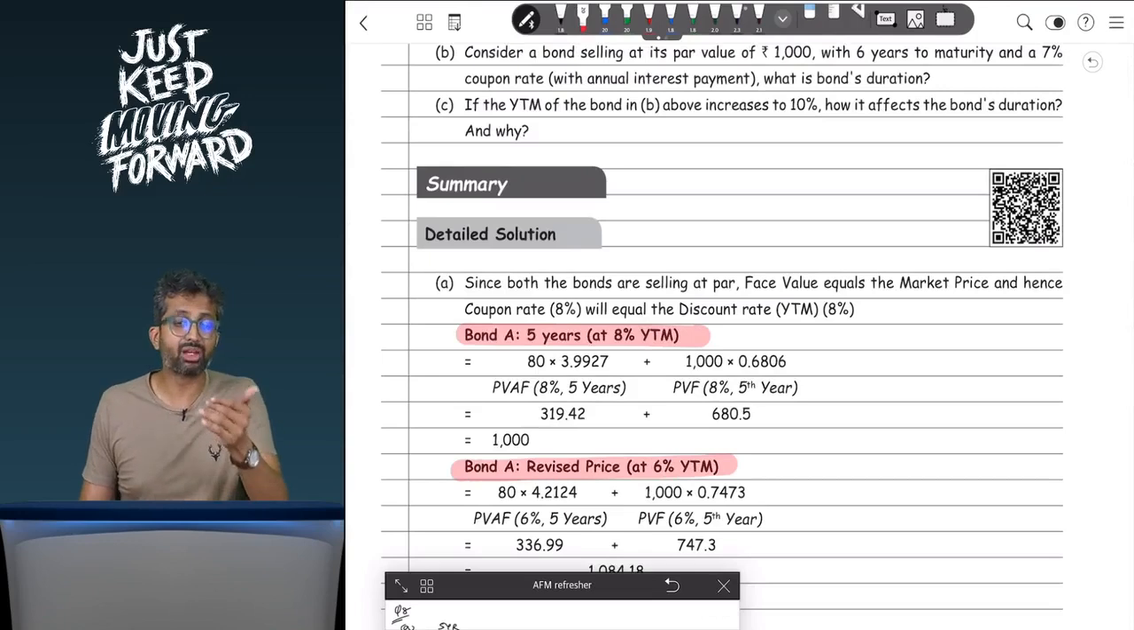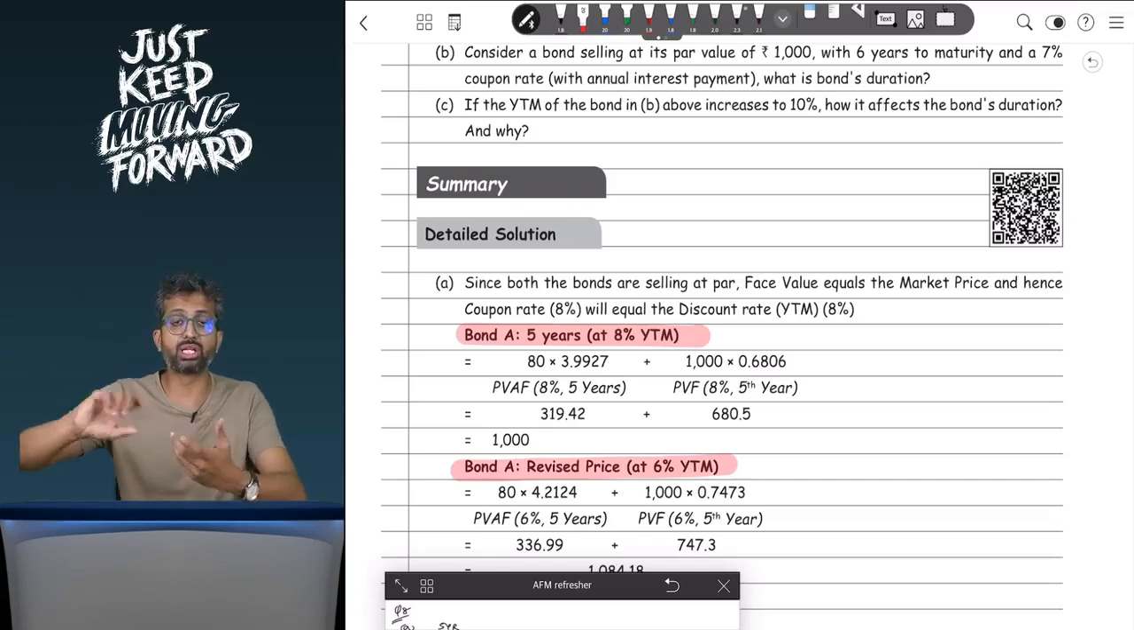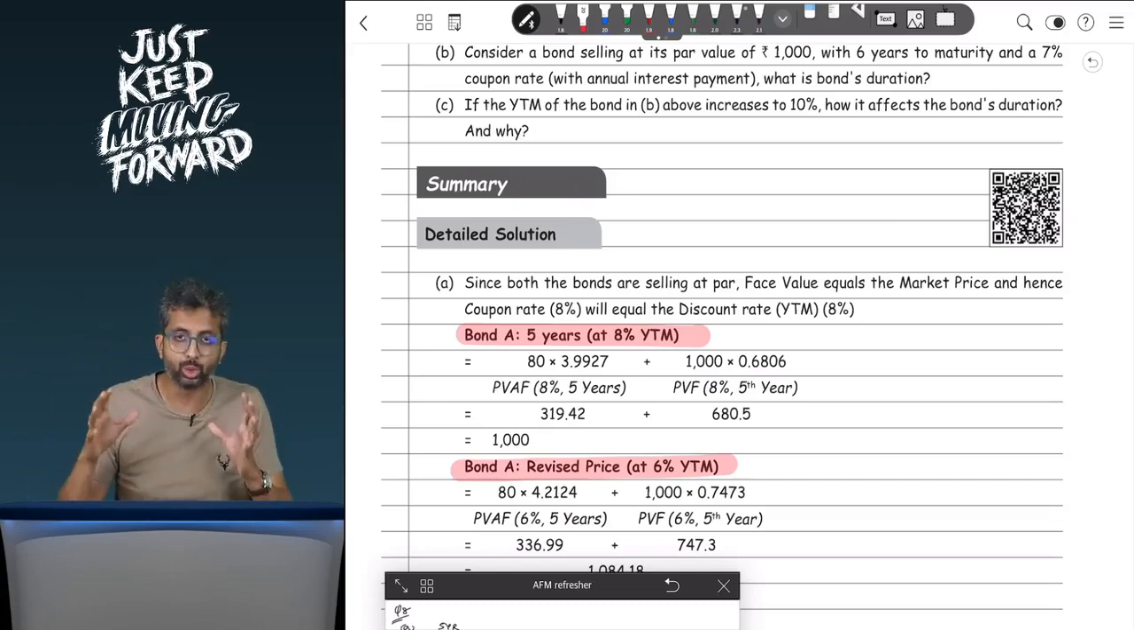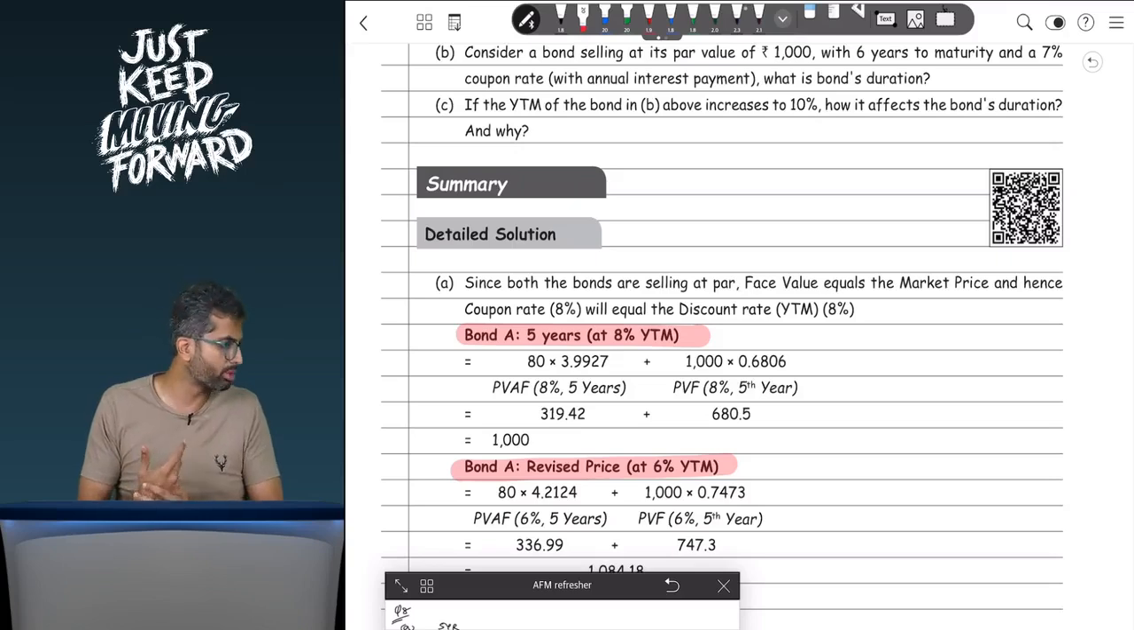In a similar way, we will try to do this working for a 20-year bond. We will say the 20-year bond today is 1000. Eventually, if the rate becomes 6%, what will it be? You will try to find the value. How much of this is coming due to interest? How much of this is coming due to principal? And then we will try to figure that out.